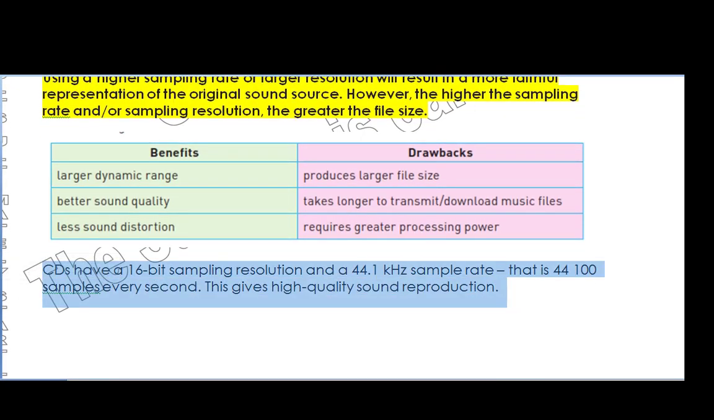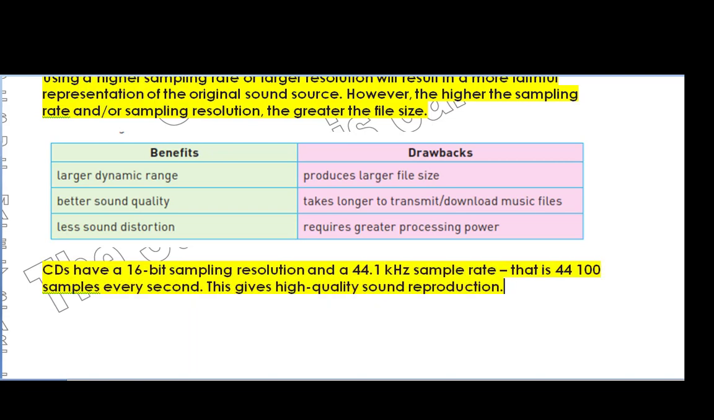Last key point of the sound representation, let me highlight it for better understanding. CDs have 16-bit sampling resolution and a 44.1 kilohertz sampling rate. If we convert kilohertz into hertz, we get 44,100 hertz, meaning 44,100 samples are taken every second. What does it affect? It gives us high quality sound reproduction, but a greater file size.